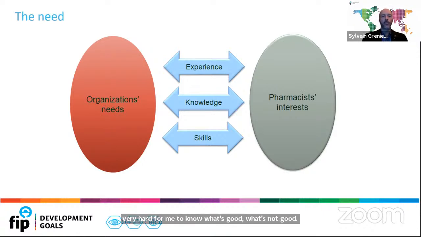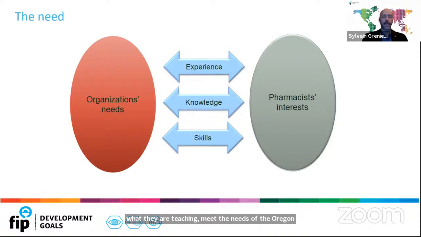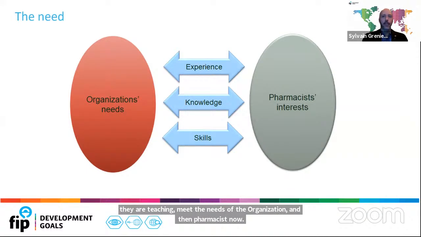And in parallel to this, there were some organizations, I would say about 5 years ago, approached FIP and said, well, we are looking for pharmacists that have some experience, training, knowledge in that field, but we don't know what courses are reliable. So is there anything FIP can do? Because those organizations will provide training for their own pharmacists, but there's no necessarily recognized training. So there was really a need for FIP to get involved and come up with a competency framework that can be recognized internationally so that those programs that exist can be looking at those competencies, that competency framework, and making sure that what they are teaching meet the need of the organization. And then pharmacists now would finally have a source of programs where they could go and achieve those learning objectives they're trying to do. Next slide, please.